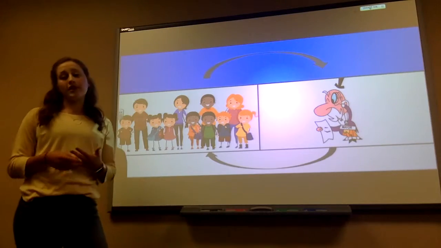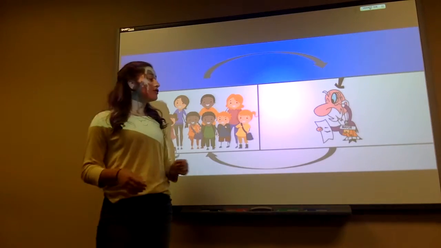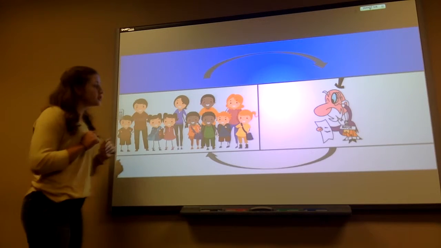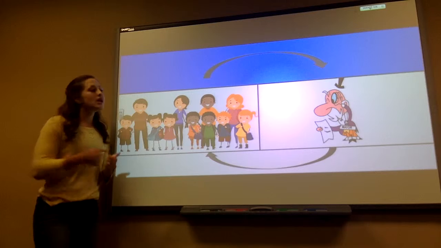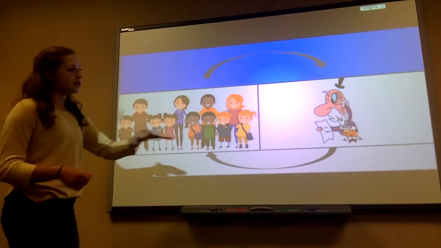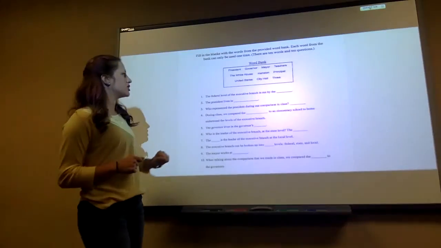The next level is the local level, and the head executive at this level is the mayor. The next level of authority at an elementary school would be the parents or students. So we can understand these as part of our analogy.